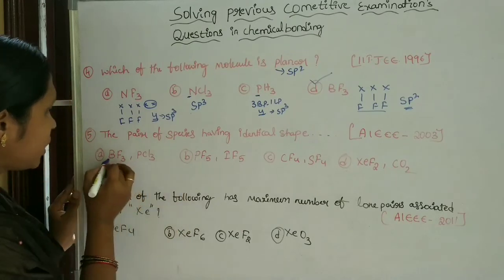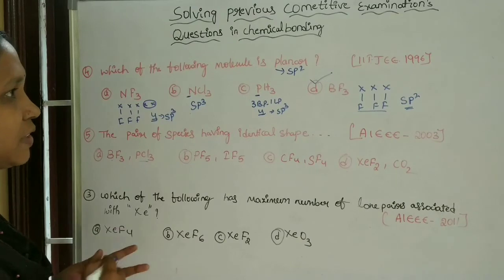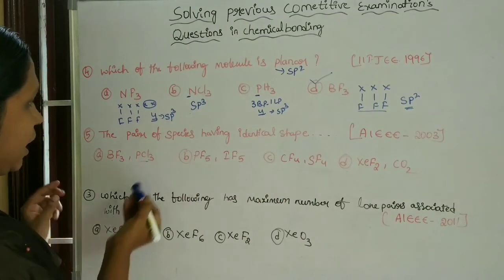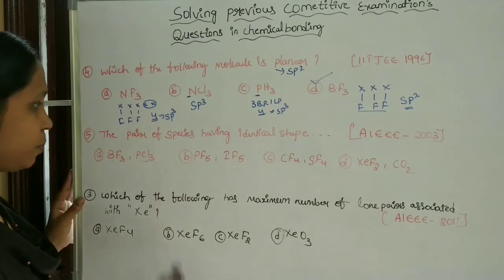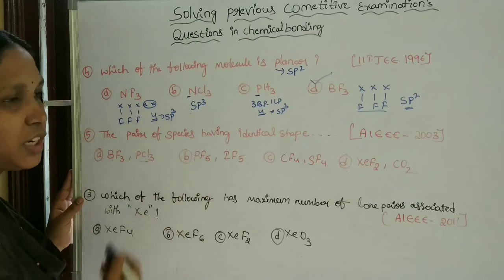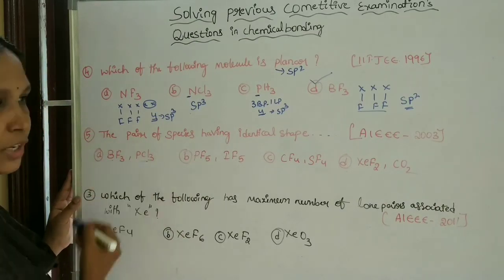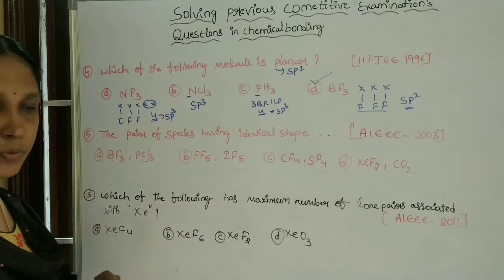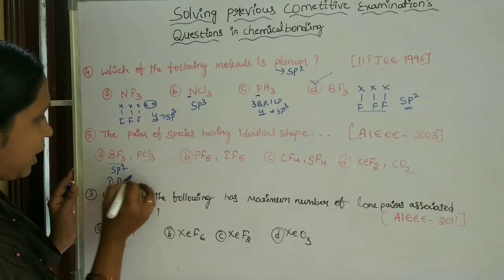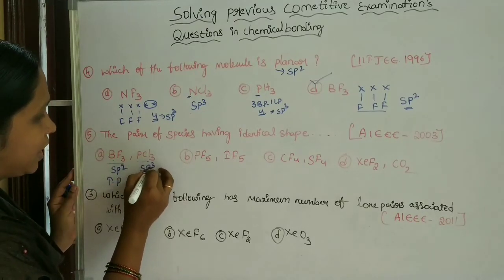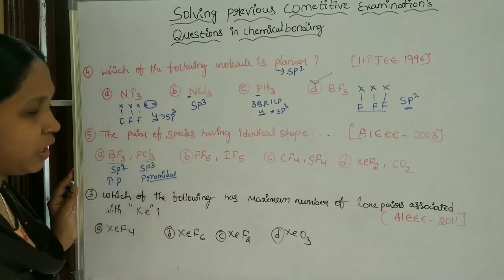Okay, see BF3 and PCl3. We already saw that BF3 is sp2 hybridized, and in PCl3, in the place of hydrogen, chlorine is taken. So in PCl3 phosphorus is sp3 hybridized. So both have different hybridizations and different shapes. Here it is sp2 hybridized, trigonal planar. These are sp3 hybridized, pyramidal shape. Why is it pyramidal? Due to the presence of one lone pair.